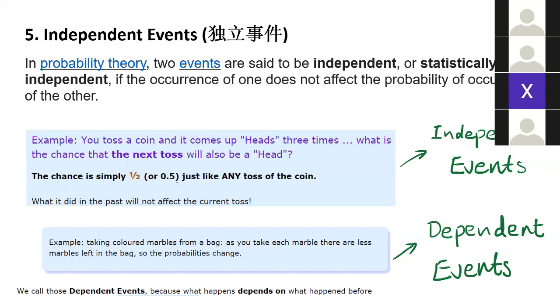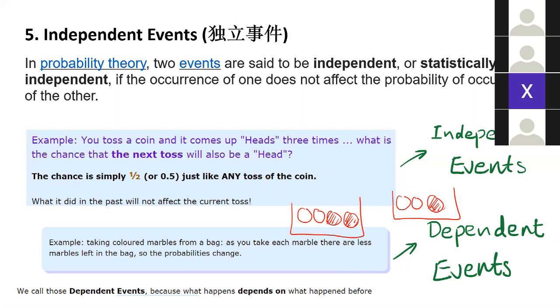The chance is simply 0.5, just like any toss of the coin, right? So this means what it did in the past will not affect the current toss. So this is an independent event. So another example is taking colored marbles from a bag. As you take each marble, there are less marbles left in the bag. So the probability changes, right? For example, originally we can have two white marbles and two black marbles. After the first pick, suppose we pick a black marble. What's left there is two white marbles and one black marble.